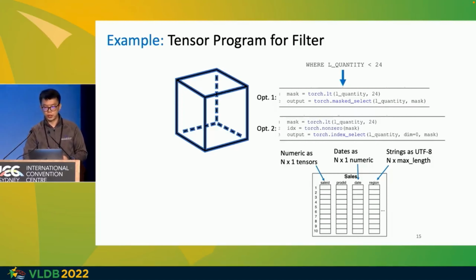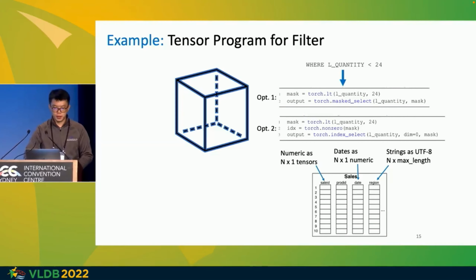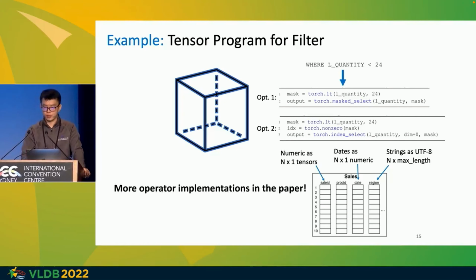Another option would be to use indexes to extract the values satisfying the condition. This is known as the selection vector implementation. Here we use the non-zero operator to extract the selection vector, which contains the indexes of the valid rows. Then the output of the filter would be the rows whose indexes are in the selection vector. I invite you to read the paper for more operator implementations, such as joins and aggregations and so on.